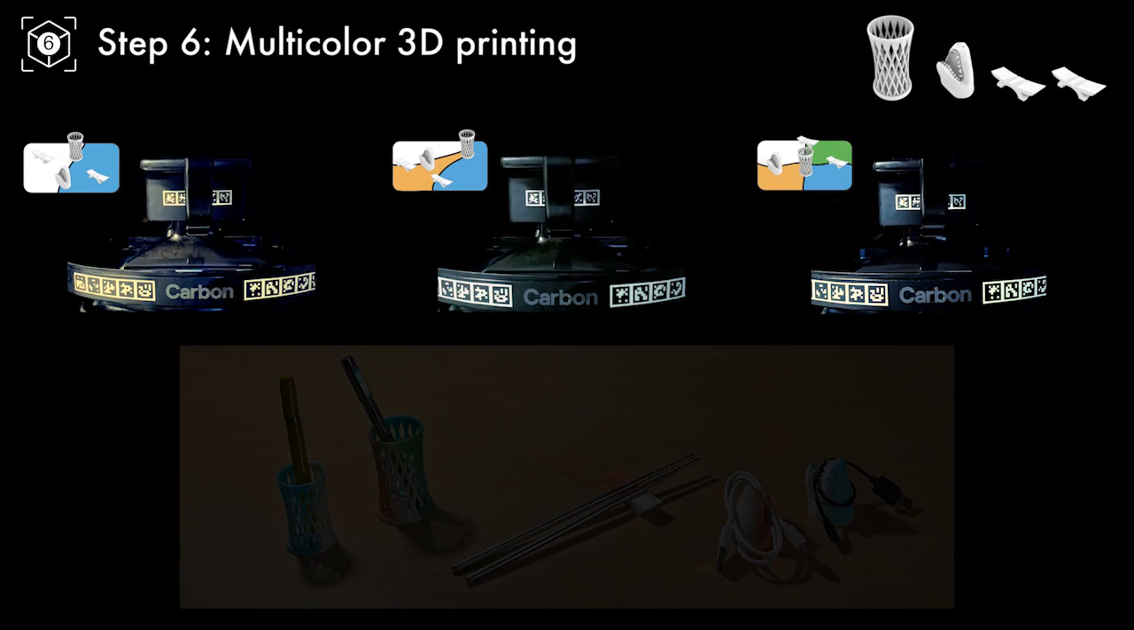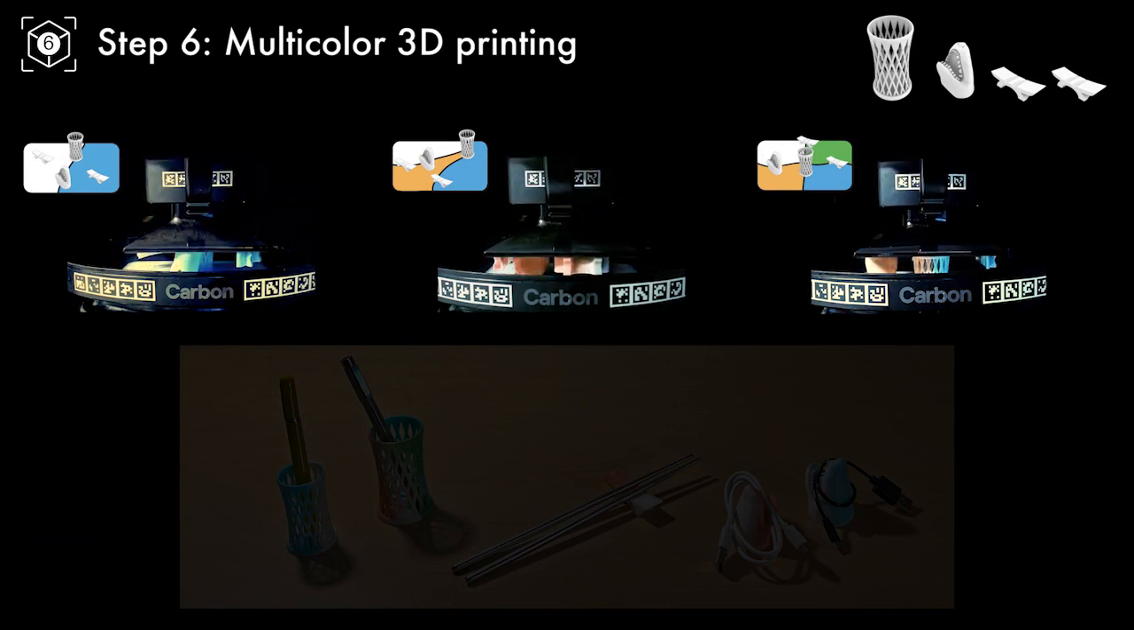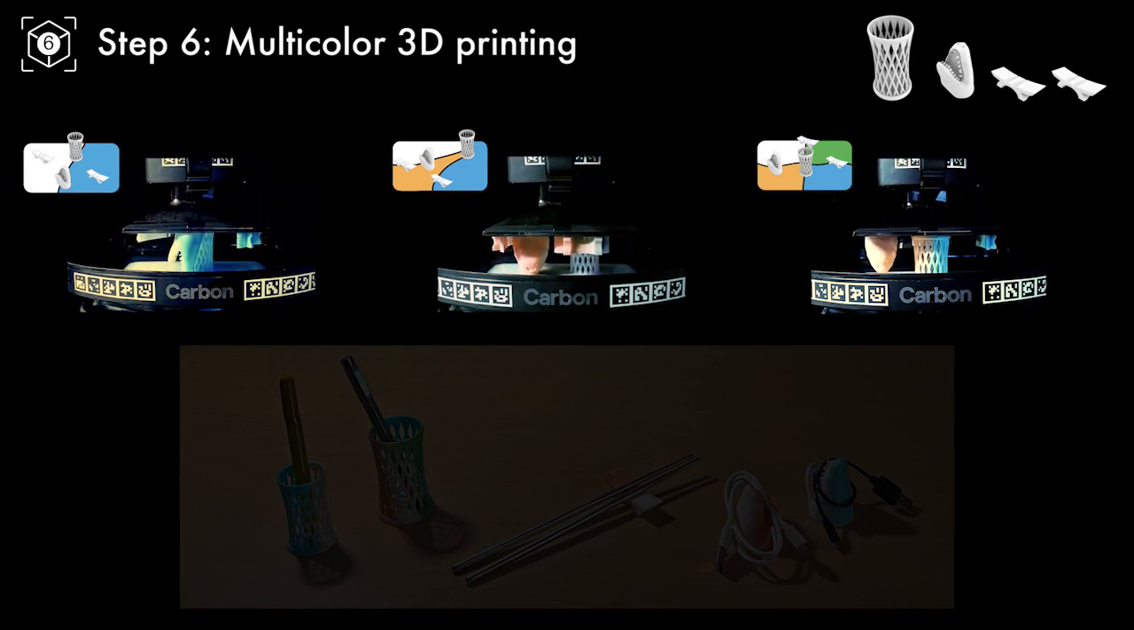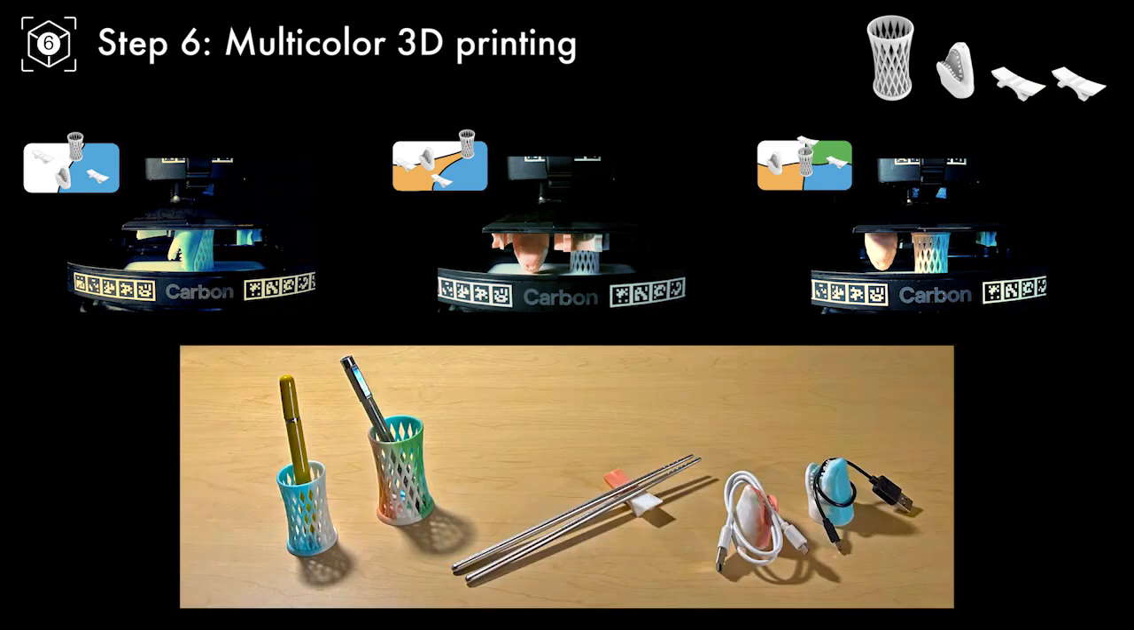With their positions finalized, the user's models can then be printed in step 6. Multiple colors manifest in their final objects in a manner unique to every print, dictated by the user's design choices made during the interactive fabrication session.